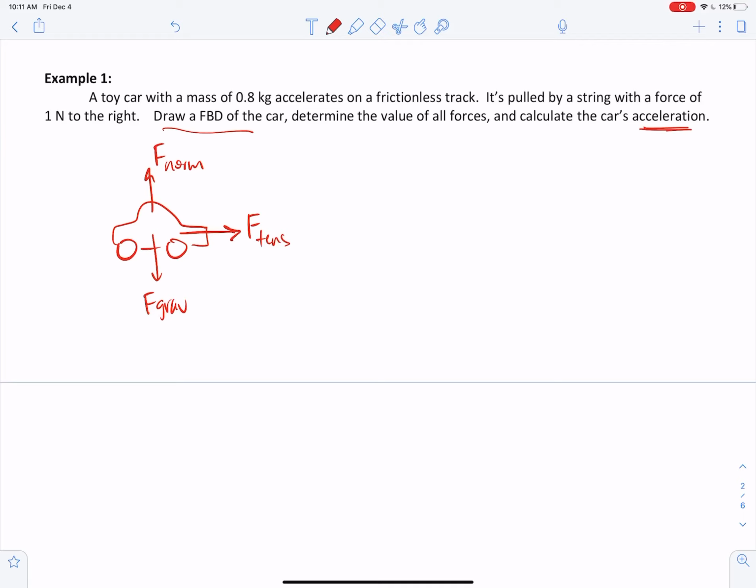Okay, and then I'm told to determine the value of all forces. So first, let's start with the force of gravity. If you want to go from a mass of kilograms, 0.8 kilograms, to a force in newtons, on the Earth, the relationship is just mass times 9.8, okay? If you're trying to figure out the force of gravity on a different planet, then you'd multiply by the acceleration due to gravity on that other planet. So I'm going to find this by taking the car's mass of 0.8 kilograms and multiplying by 9.8 meters per second squared. So the force of gravity is specifically 7.84 newtons.